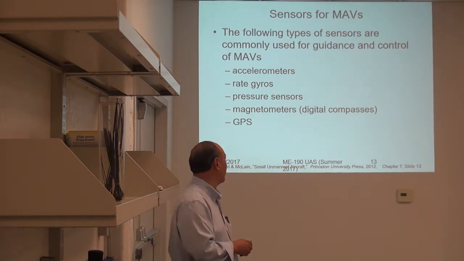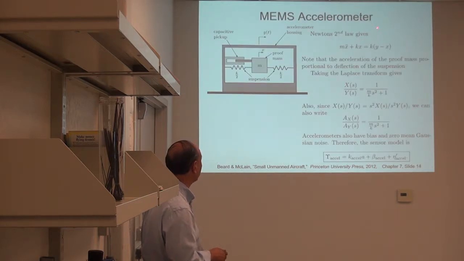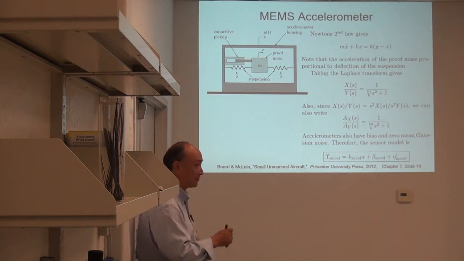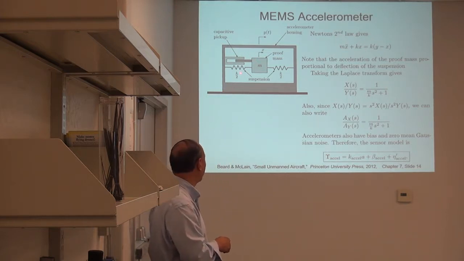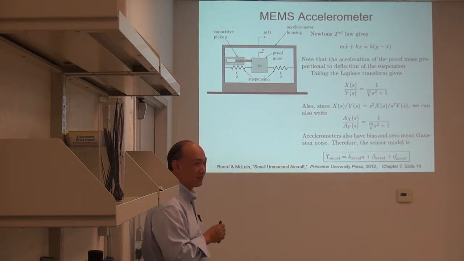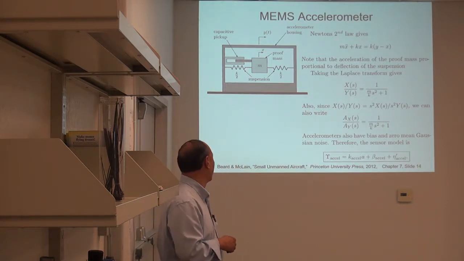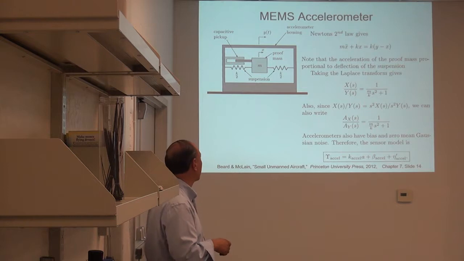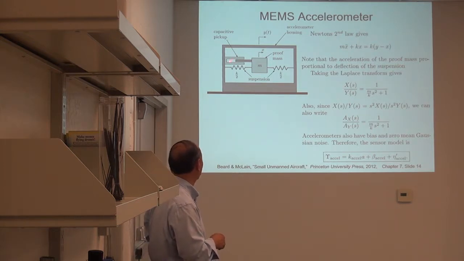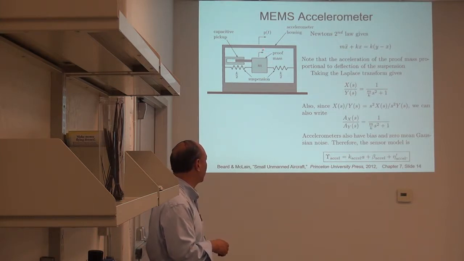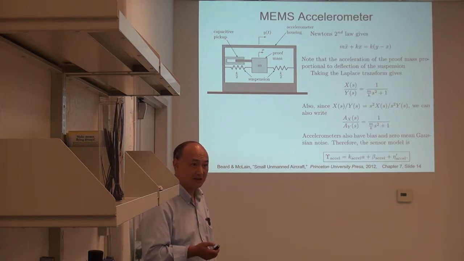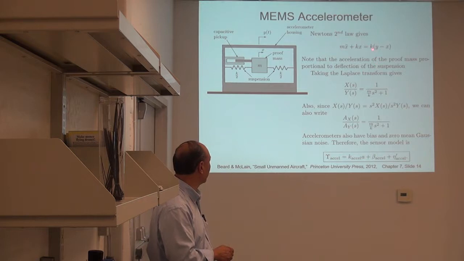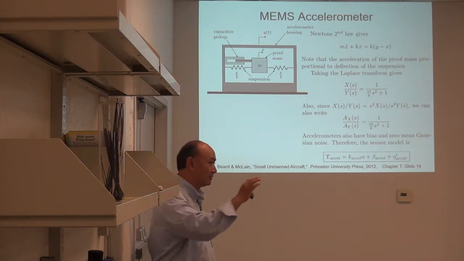The first one is the MEMS accelerometer. This is very small; they can miniaturize it a lot. Inside is a mass-spring-damper system, a very simple one, and of course this K and this mass are precisely known. So to understand the displacement x, we can convert x into acceleration, x double dot. If everything else is known, we can understand what the y here is.